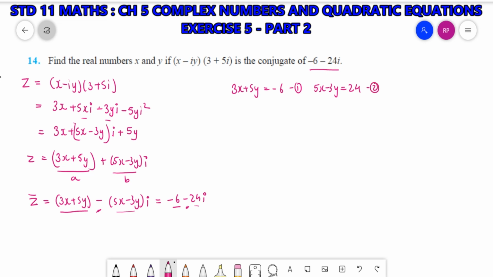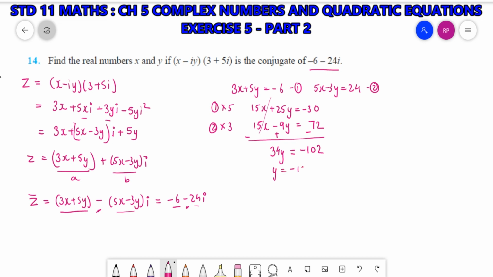Now let this be equation 2. Now let's take the elimination method. Multiply equation 1 by 5, so it will be 15x + 25y = −30. Equation 2 by 3, so again 15x − 9y = 72. Subtracting, 15x got cancelled. 25y + 9y, that is 34y, is equal to −30 − 72, that is −102. So y is equal to −102 upon 34. So I will get y equal to −3.